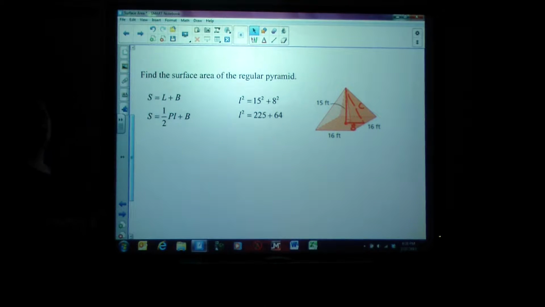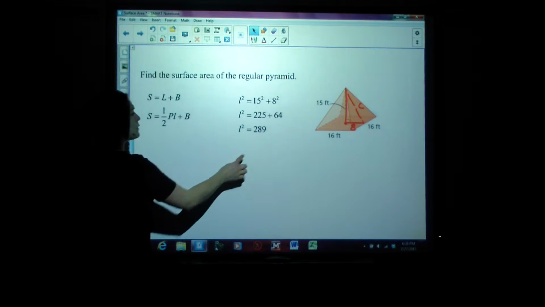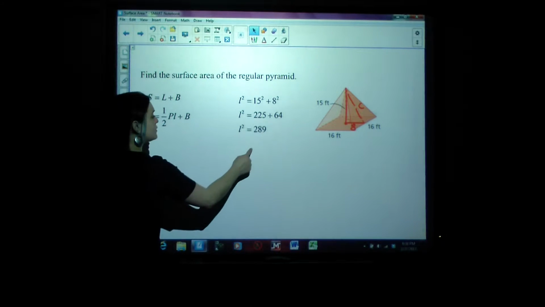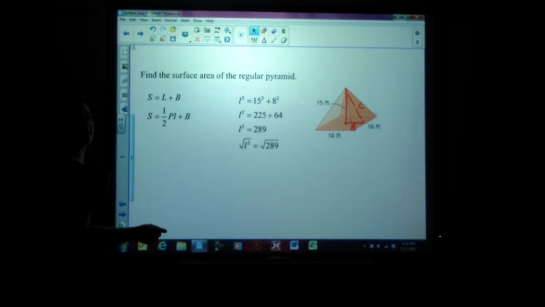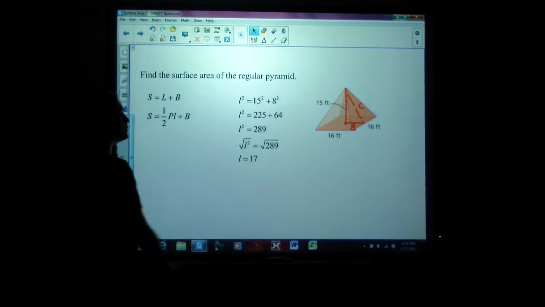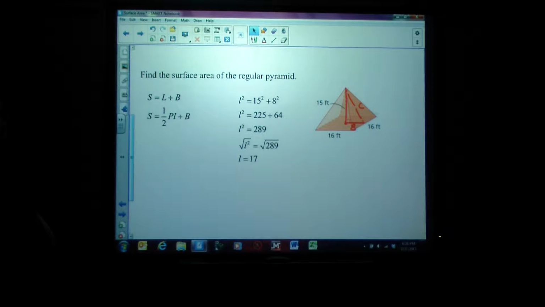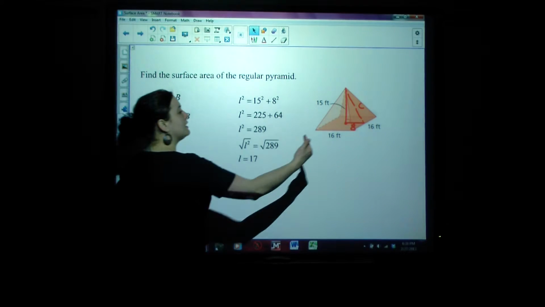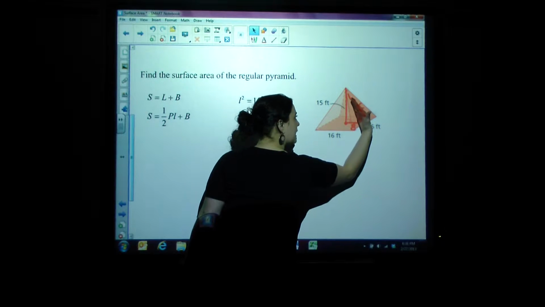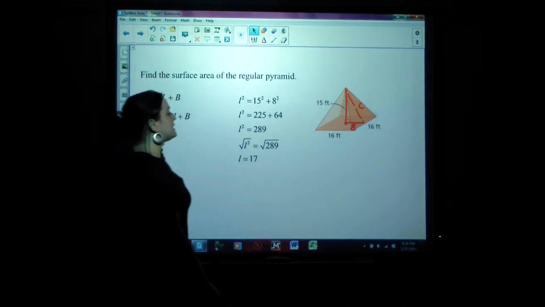Slant height squared equals 225 plus 64. Slant height squared equals 289. And the square root of 289, because that's how we get slant height by itself, is simply 17. So what we have found is that the slant height, this slanted height, is 17.